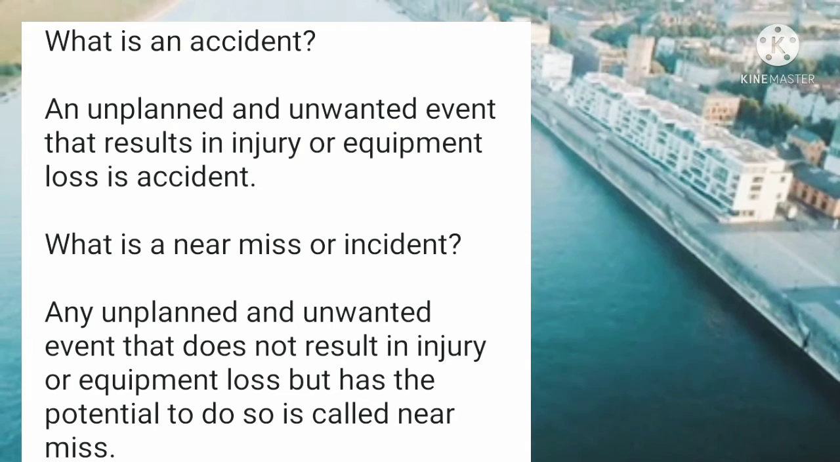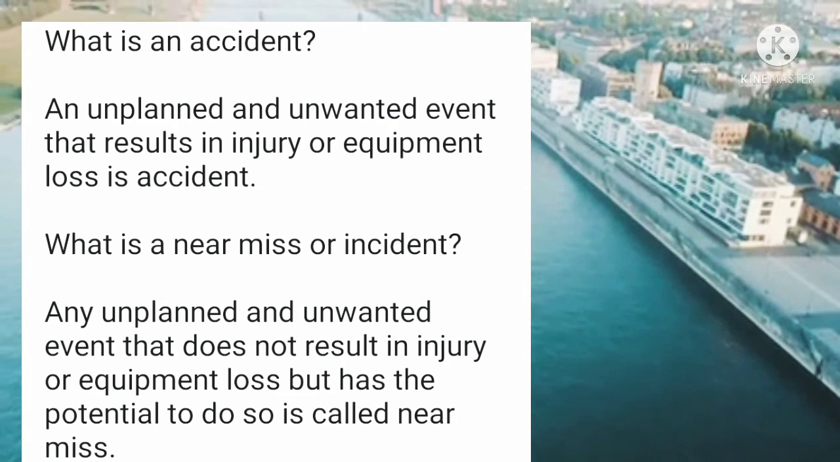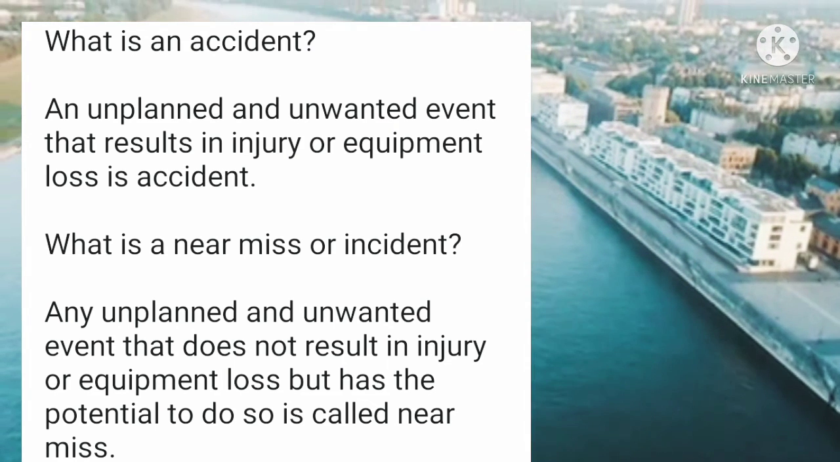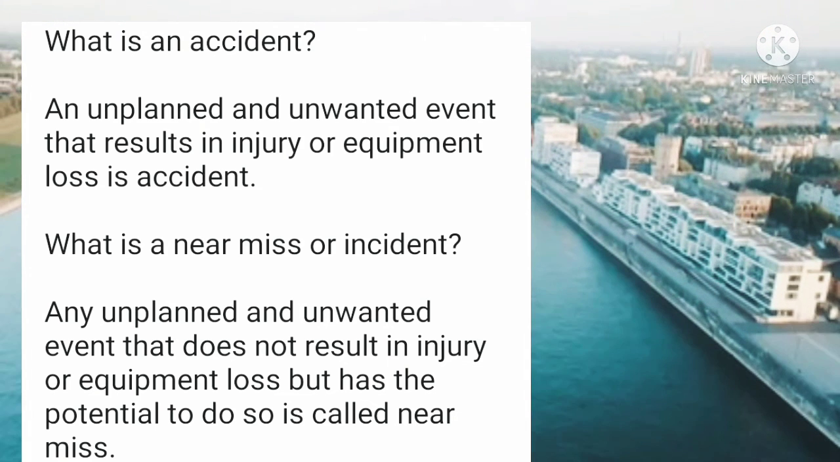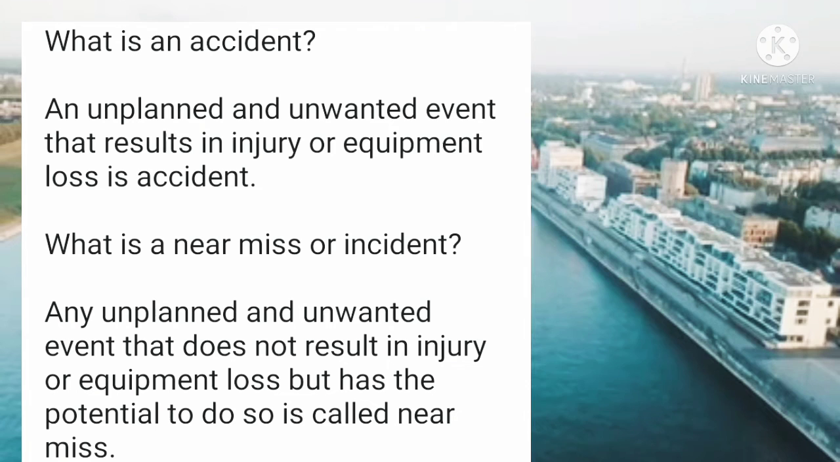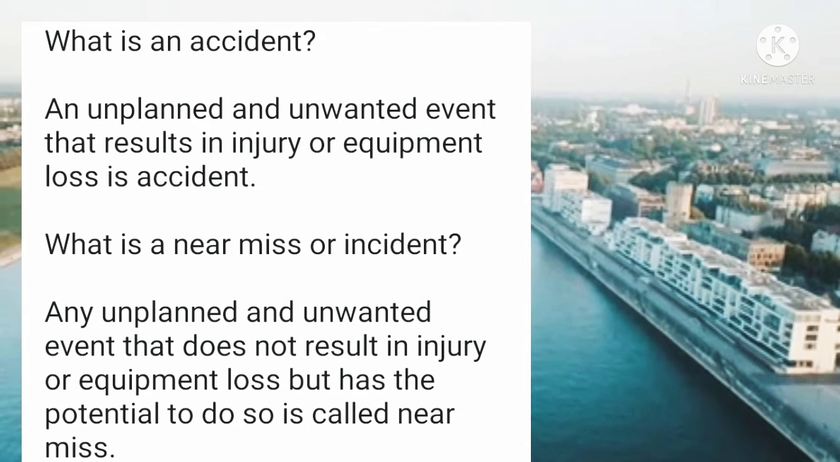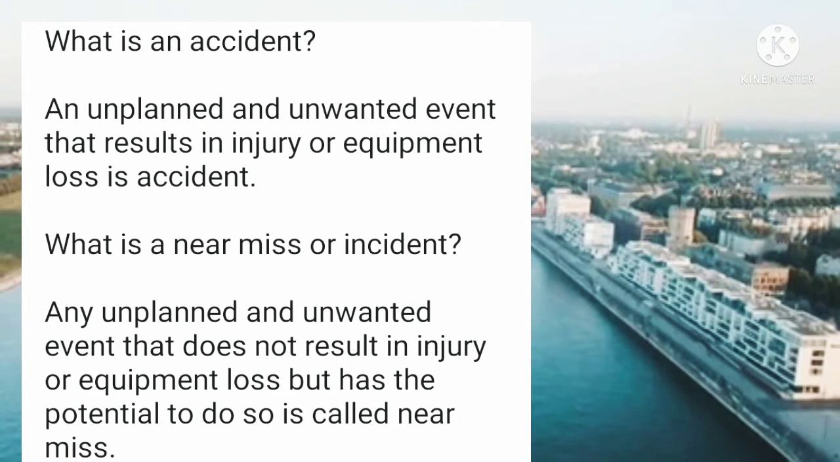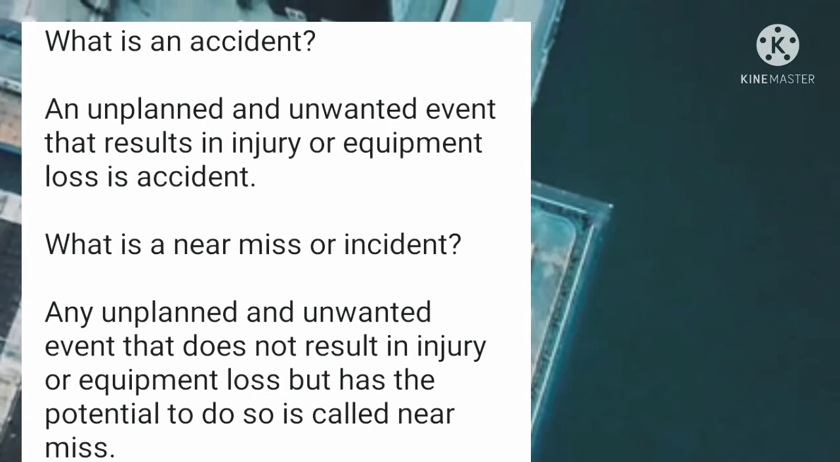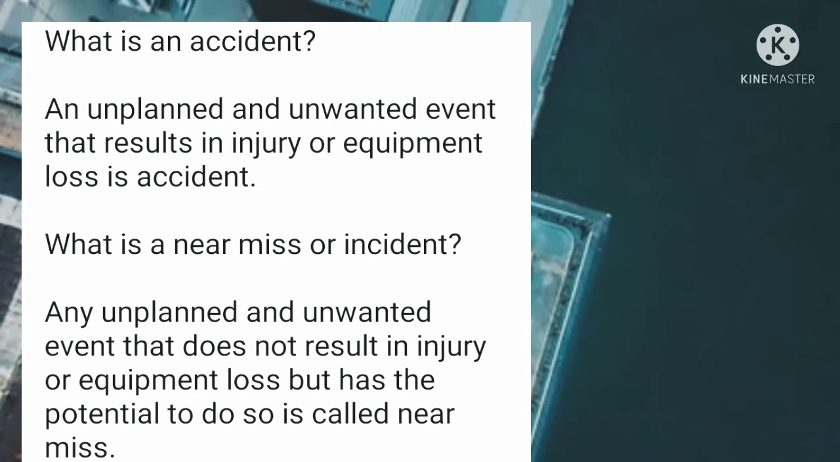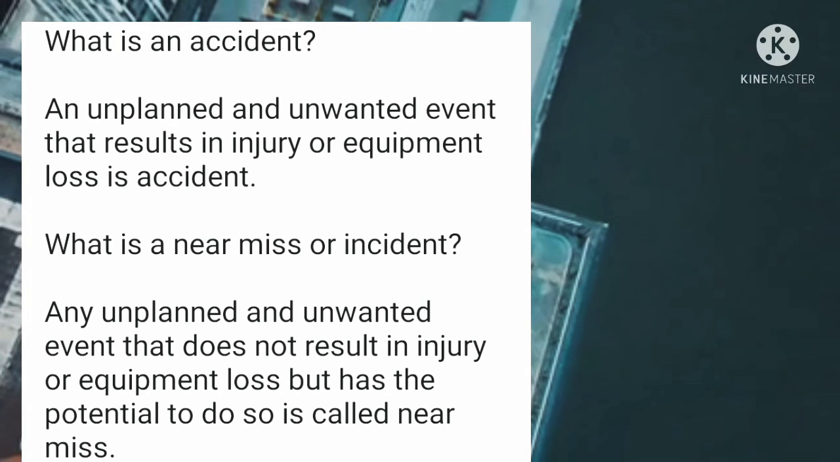What is an accident? An unplanned and unwanted event that results in injury or equipment loss is an accident. What is a near miss or incident? Any unplanned and unwanted event that does not result in injury or equipment loss but has the potential to do so is called a near miss.